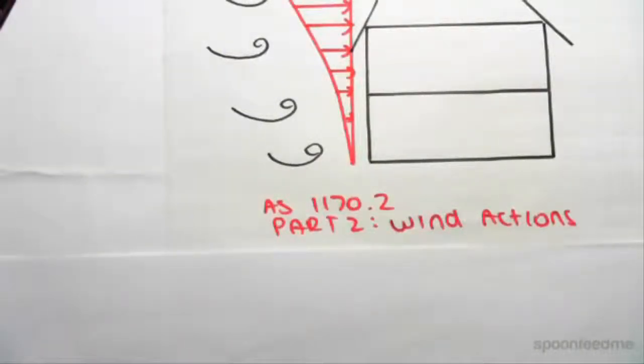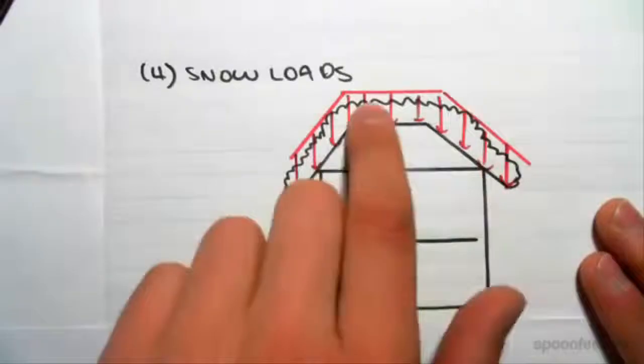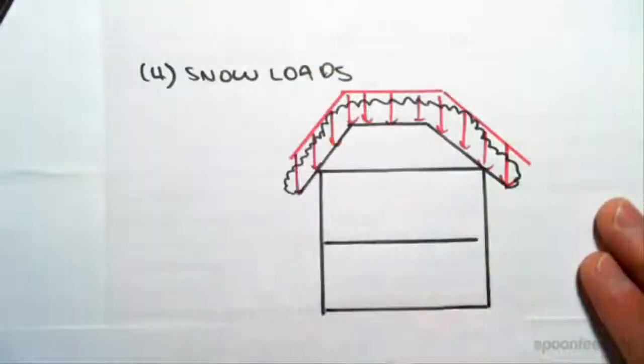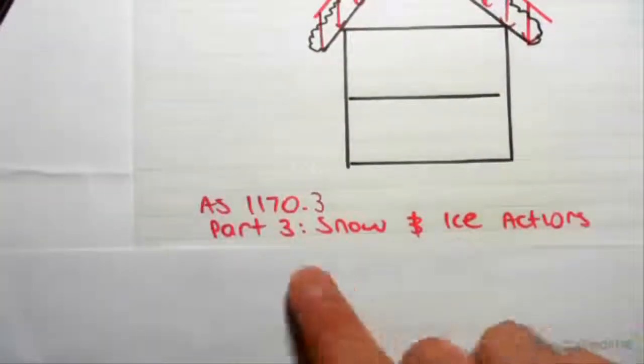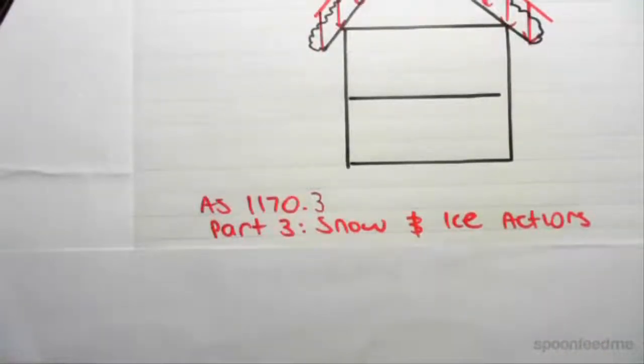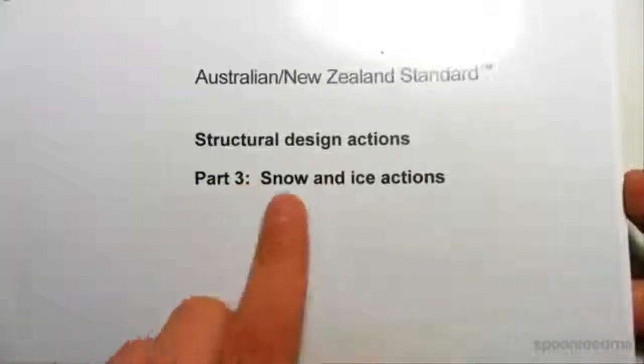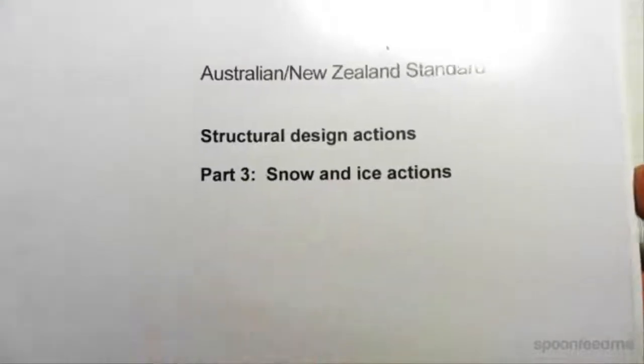This is obviously just a very brief introduction video. In the later topics, we're actually going to be using the codes to work all these things out. The next type of loading we have is snow loading. So obviously this is only going to be relevant in some regions of Australia. But just to show you, we're going to have, say, snow on our roof, which is going to impose a vertical load. So that's snow loads. That's found in AS 1170.3, Part 3, which is snow and ice actions. So if I show you that, AS 1170.3, 2003, we have structural design actions, Part 3, snow and ice actions.